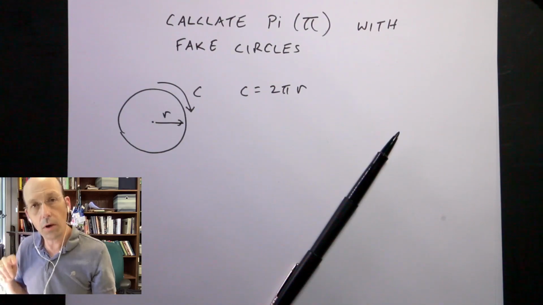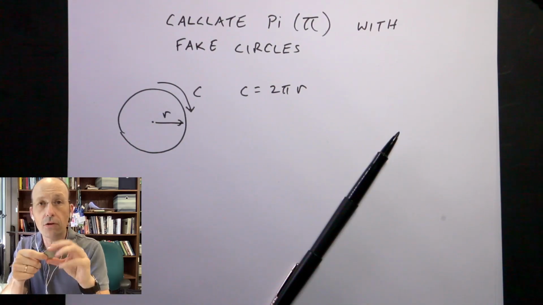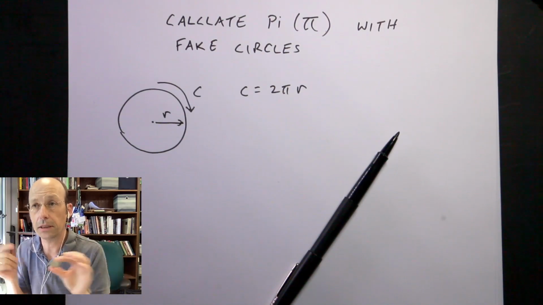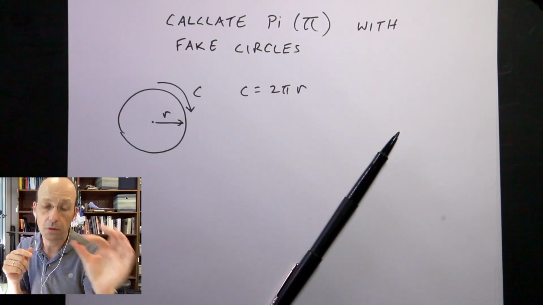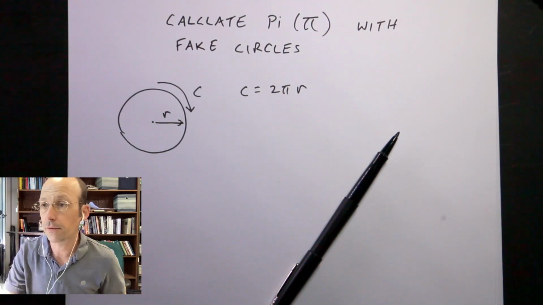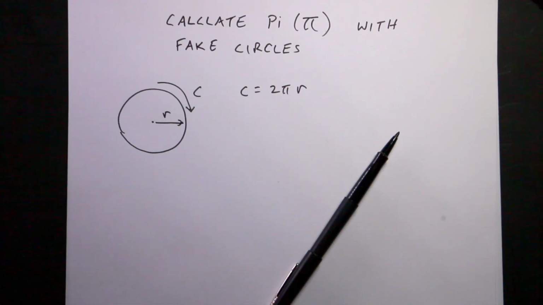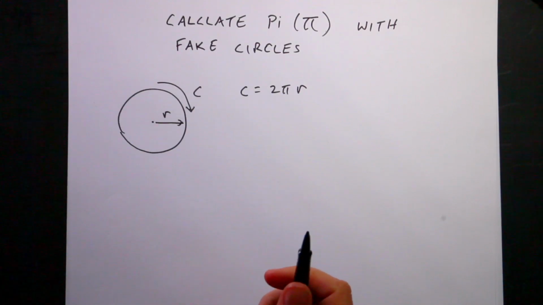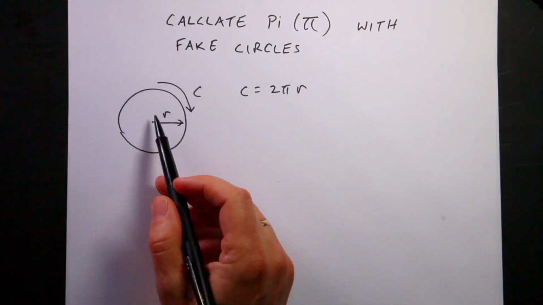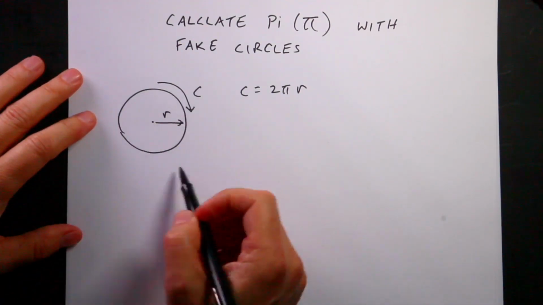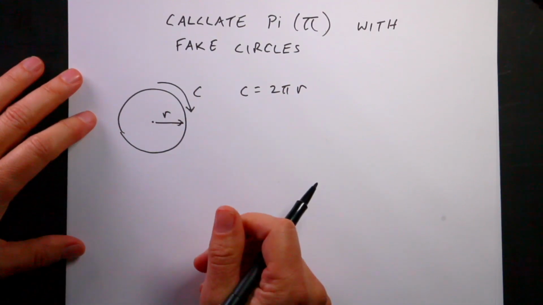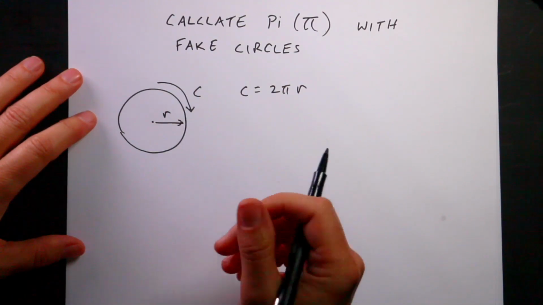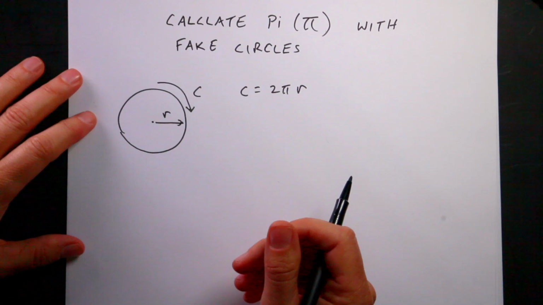Okay, so I want to do that. You could grab a whole bunch of circles all over the place, but I want to do this with fake circles. So let me turn this off. Imagine that I have a circle, and I'm going to create this numerically. So the question is, how do I create a circle?